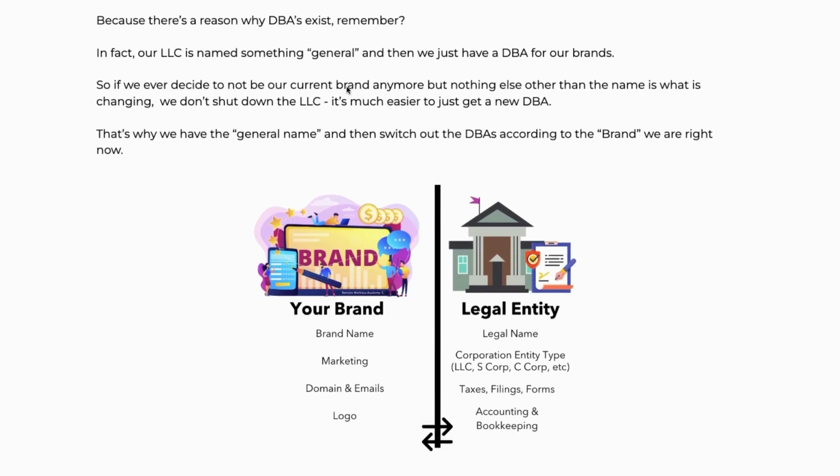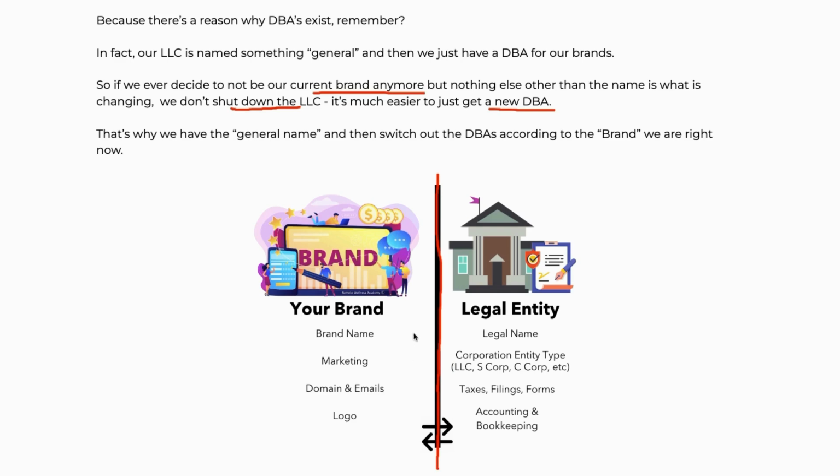And here's the thing. Sometimes you're going to shift through different brand names, and sometimes you might not want to use a brand name anymore. You don't have to go out there and shut down the entire LLC. No. All you do is you file for another DBA, okay? And this is the reason why we talked about this previously, where your brand is separate from your legal entity. We talked about this when we talked about choosing your brand name, okay?